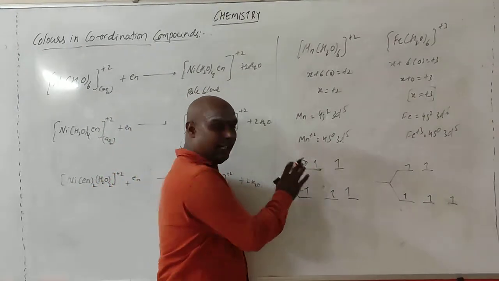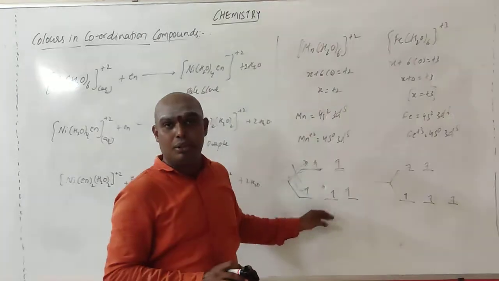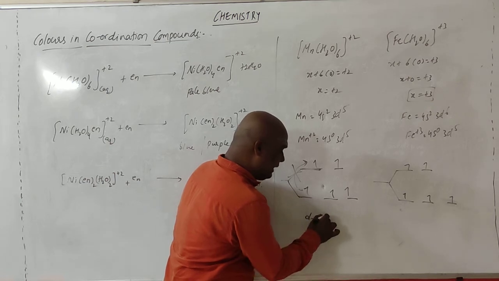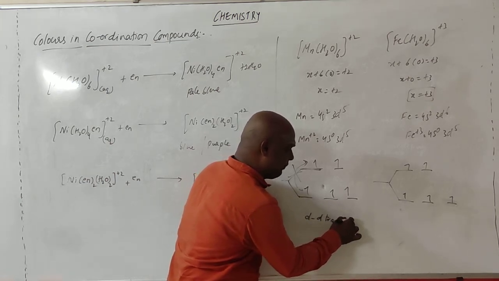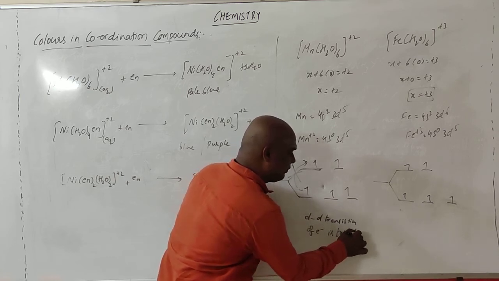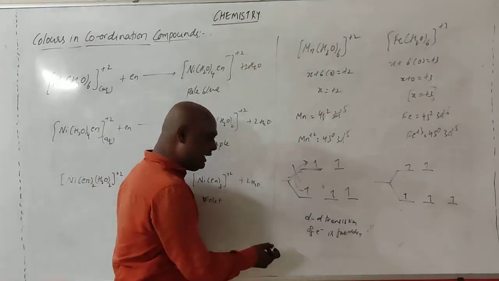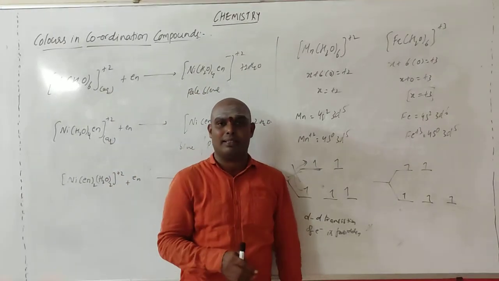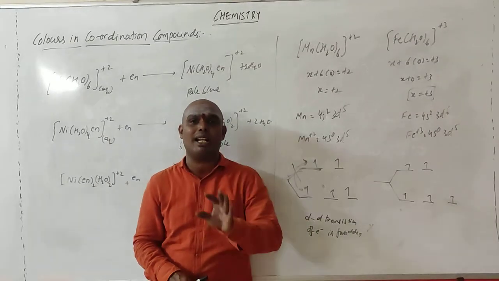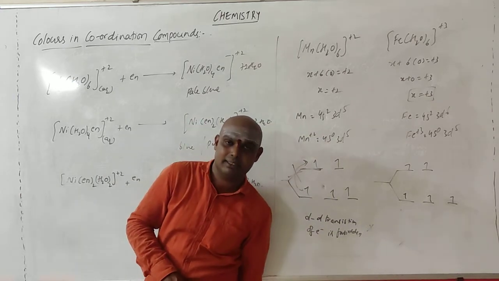So in this case, the color is not due to this one. The color in this complex is not due to d-d transition. Here also it is not due to d-d transition. In this case, d-d transition of the electron is forbidden. The d-d electron transition will not take place. There is one more concept, that is charge transfer. Generally, d-d electron transition takes place. But there is also electron transfer from metal to ligand, and ligand to metal. Those are different topics, right?